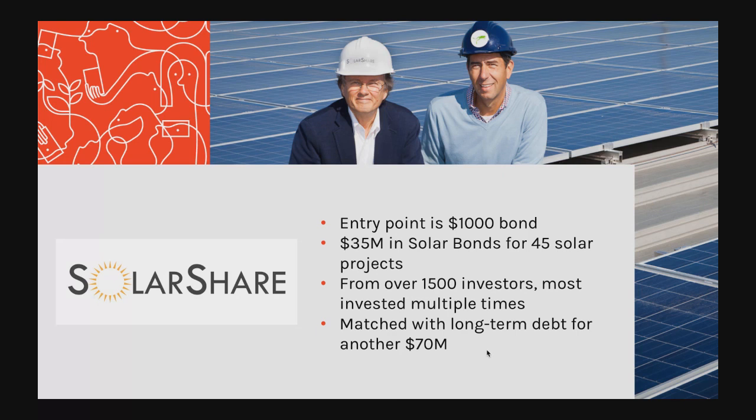SolarShare also doesn't use community bonds for the only source of their financing. Their $35 million in solar bonds is matched with $70 million in long-term debt. So they're able to take every $3 in a solar bond and match that with $7 in debt. And that allows them to have a really big impact and a lot of assets around Ontario.